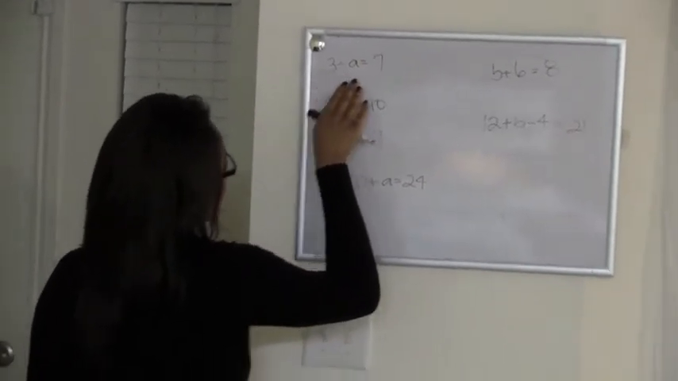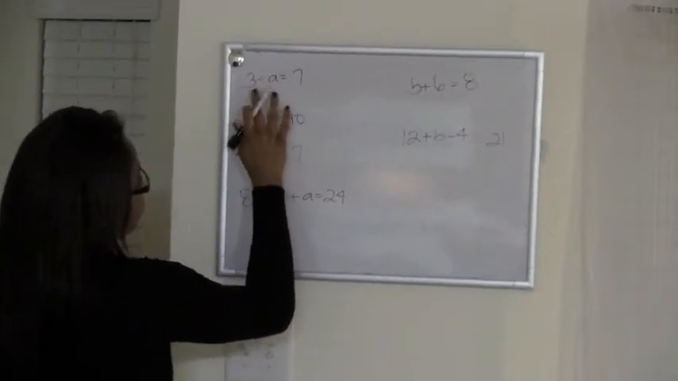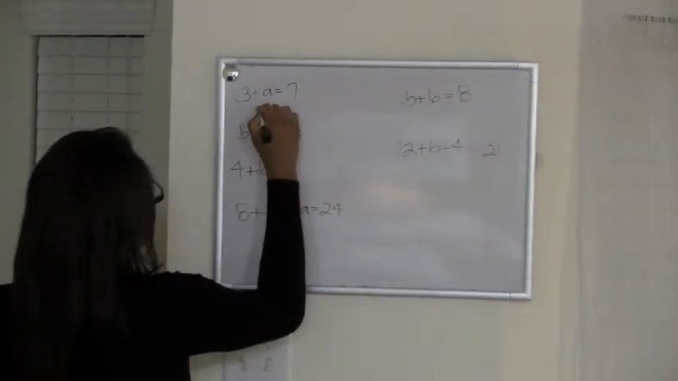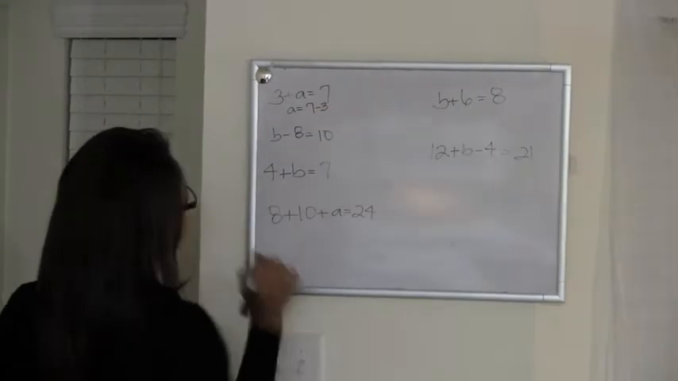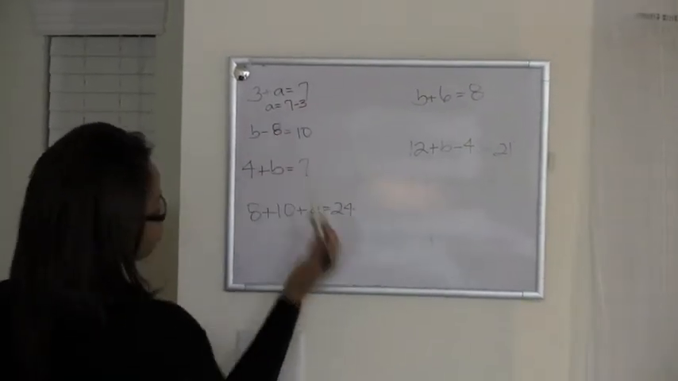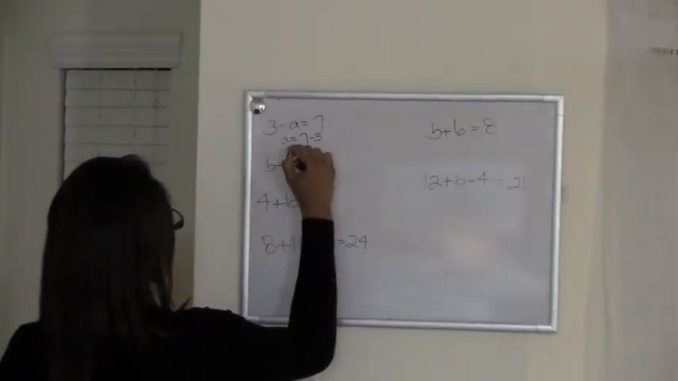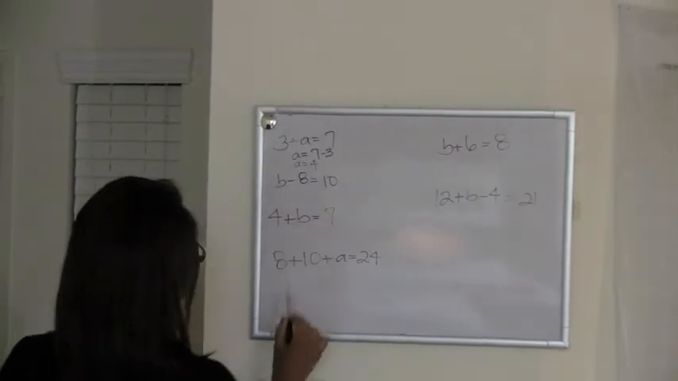Okay, we have 3 plus a equals 7. You would need to subtract 3 from both sides of the equation, and then you only have a left on the left side of the equation. So it would be a equals 7 minus 3, and then to work your problem out even further, you would get a equals 4, because 7 minus 3 equals 4.